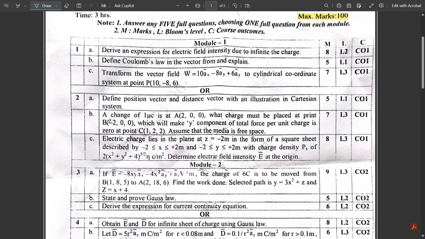Next, 2B. Here they have given a charge of 1 microcoulomb at point A. What charge must be placed at point B, which will make the Y component of total force per unit charge 0 at point C? Assume the medium to be free space. I agree that this was a bit twisted, and it would be very difficult to guess at one glance. But if you understand the question very carefully, here they had asked to find the charge. All other components are given, that is, force per unit charge is 0.